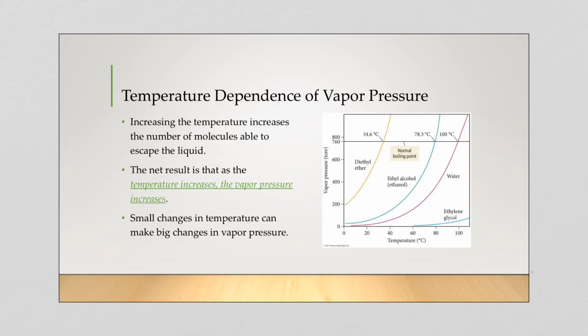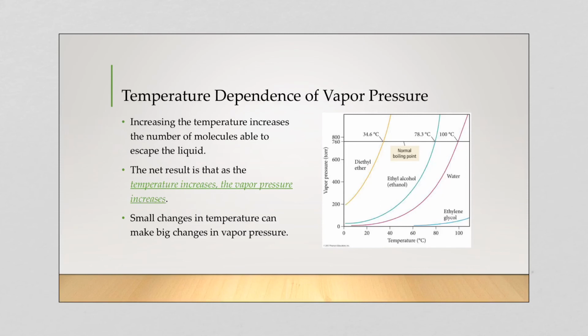Now, if we look at this graph, we can see that especially for certain molecules, very small changes in temperature can make very big changes in vapor pressure. So in other words, it's not a linear increase, right? We don't just double the temperature and the vapor pressure only doubles, right? You know, if you were to double the temperature, the vapor pressure is going to do a lot more than doubling typically.